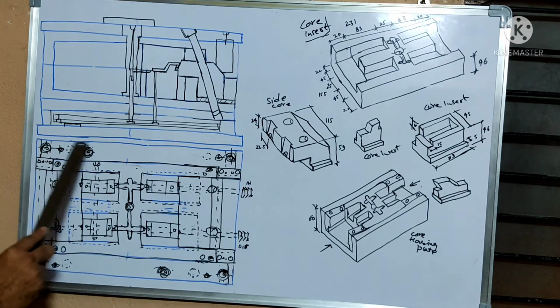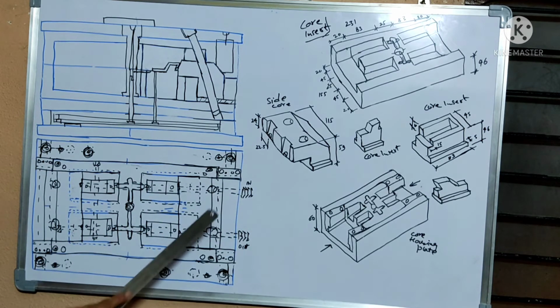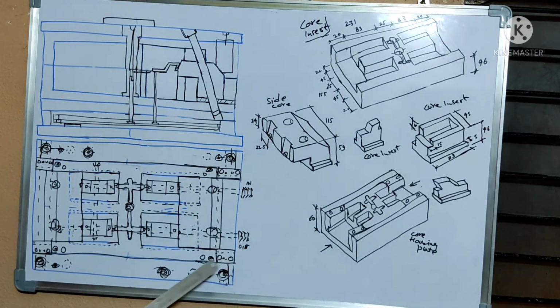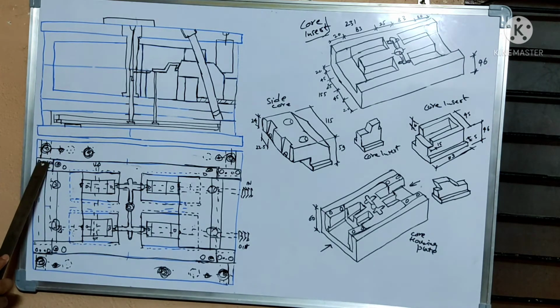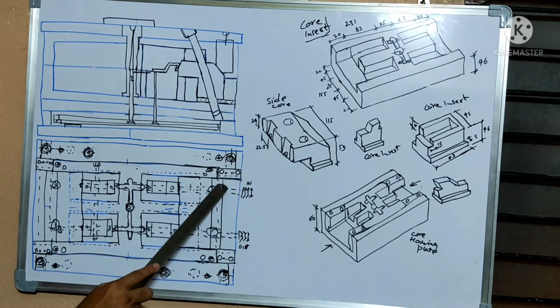Here in the top view of the tool, you are observing the guides. There are 4 guides placed: 1, 2, 3, 4. Once again, I will repeat it. In this top view of the tool, you are observing the movement of the side core. For the movement of the side core, you are observing 4 guides.